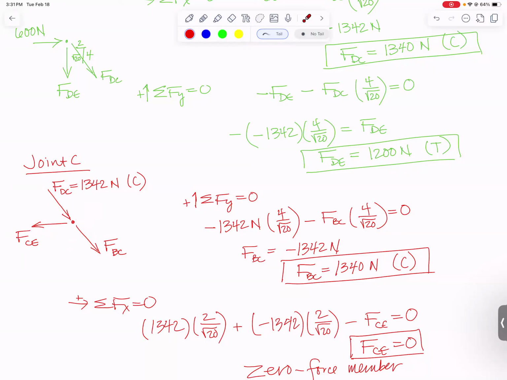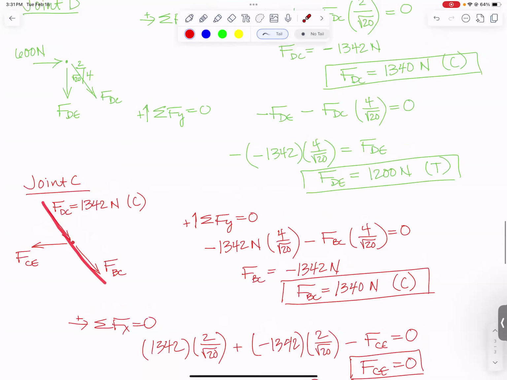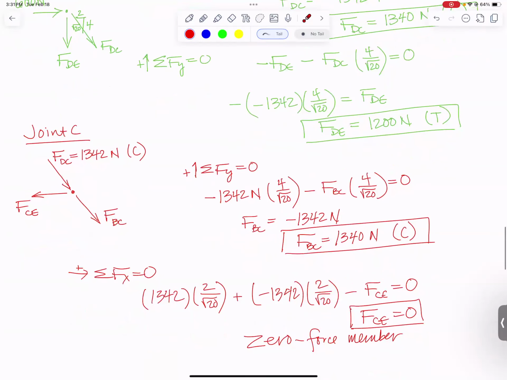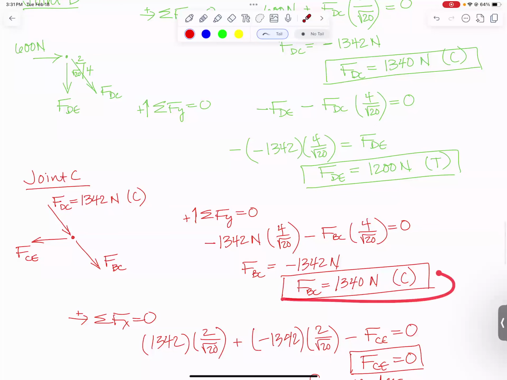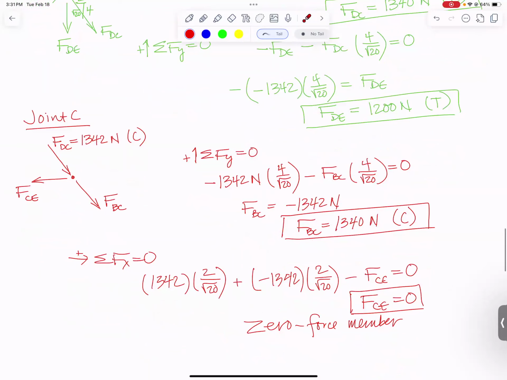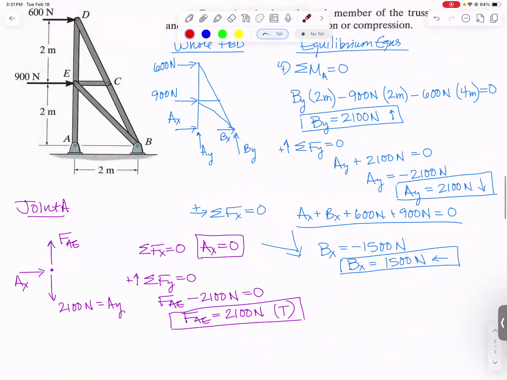So you're looking for cases where you don't have an external force and you have two things in a line with one more meeting. What'll happen every time you have that is the forces in those two members that meet will be exactly the same, and the force in this third guy, the odd guy out, is going to be equal to 0.